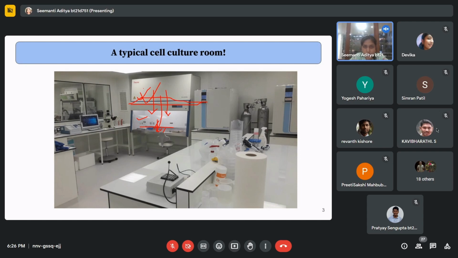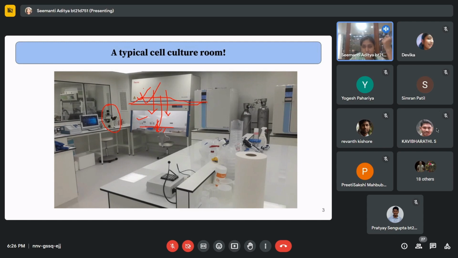Apart from this hood, the incubators and the carbon dioxide cylinders, another very important thing is the microscope. One microscope is very important inside the cell culture room to observe how much the cells have grown in the system, to see whether you have to give a media change to the cells, or whether you have to passage the cells, or whether you have to freeze the cells. So this microscope inside the cell culture room is very important.